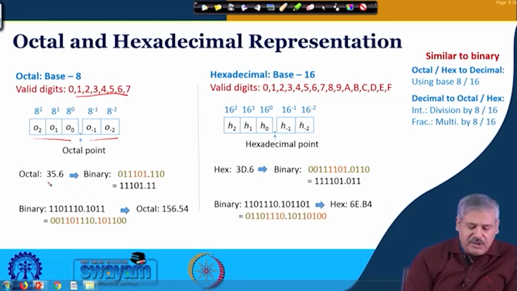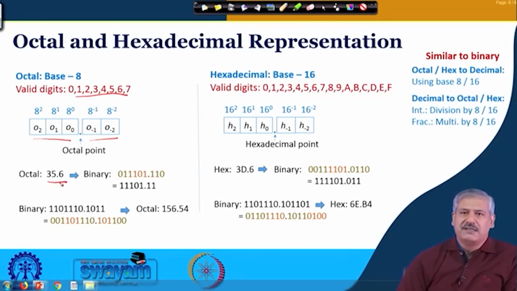So, consider an octal number 35.6. Then what is the corresponding binary? It is very easy to convert from octal to binary and binary to octal. What we need to do is form a group of 3, because in octal, 8 is 2 to the power 3, binary is base 2, and this is base 8.